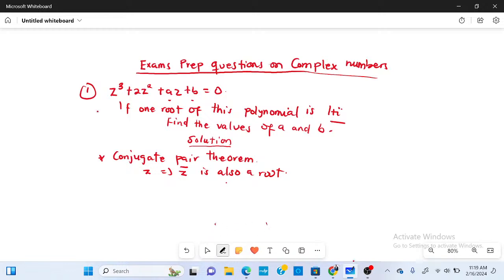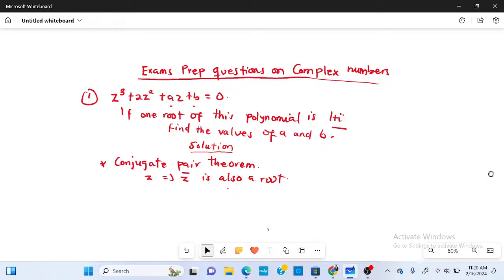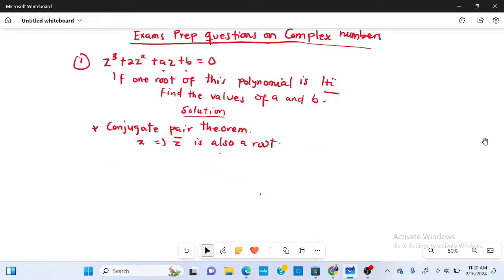So now let's see. At this point, let's solve what we have here. Now I know that I have one root, let's say z1, equal to 1 plus i from what we're given. Then z2 will simply be 1 minus i, since the conjugate of 1 plus i is simply 1 minus i. So now we have two roots.